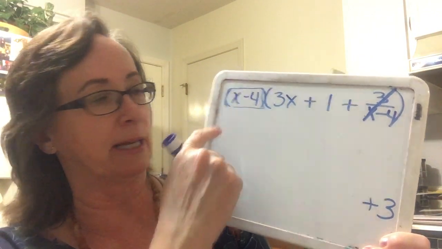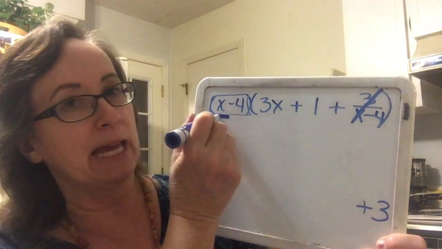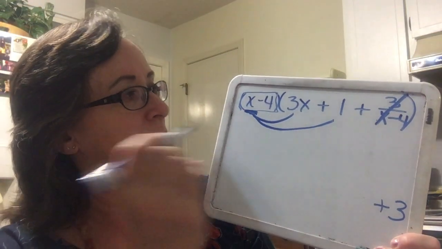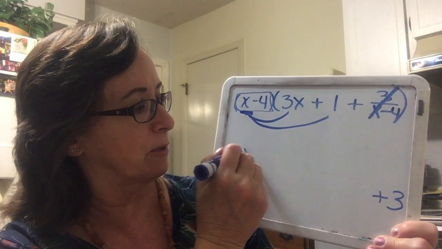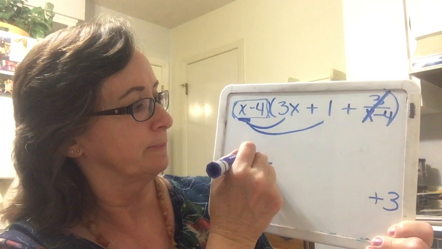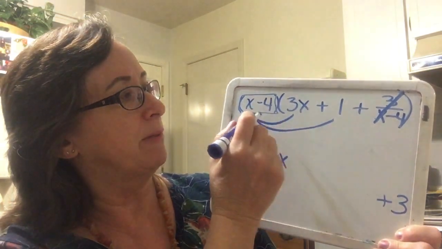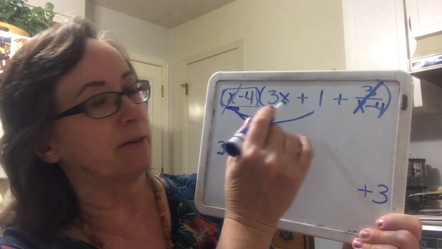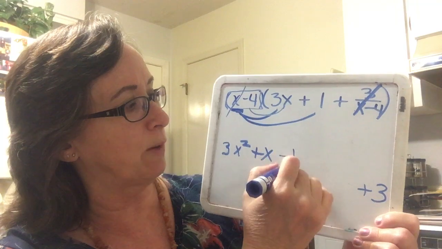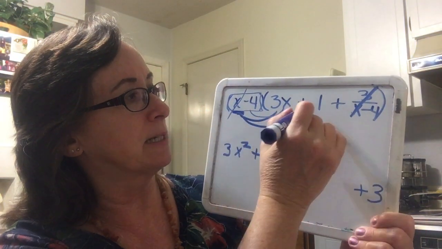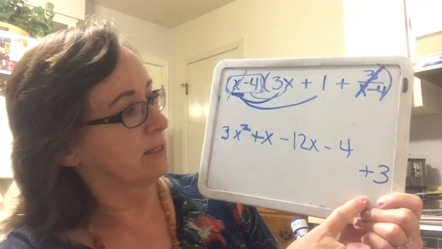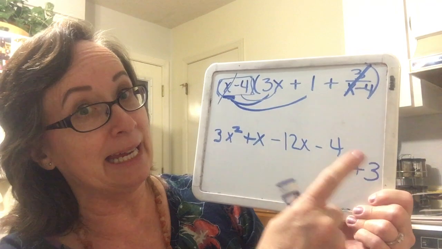I'm going to break this apart and distribute it. So I'm going to take just the x part, and I'm going to multiply by each of the remaining terms. So x times 3x is 3x squared, and x times 1 is x. All right, so then I'm done with the x. So now I'm going to take the negative 4 and distribute. So negative 4 times 3x is negative 12x, and negative 4 times 1 is negative 4, and then I have my little 3. So now I'm going to add together my like terms.